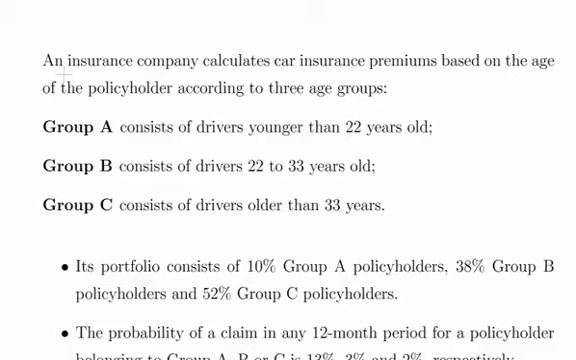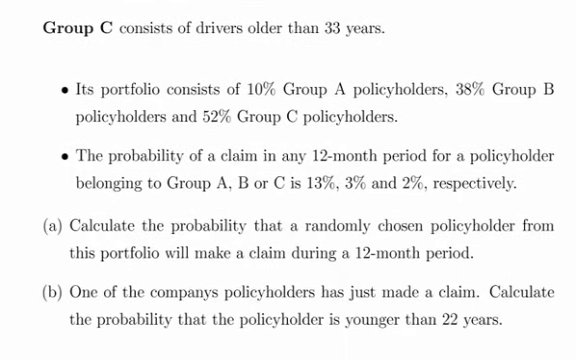So we have Group A, which consists of drivers younger than 22. Group B consists of drivers 22 to 33 years old. And Group C, which consists of drivers older than 33. So we'll assume that each group is mutually exclusive, and the three groups account for all possible drivers and age groups. Okay. Its portfolio consists of 10% Group A policyholders, the young policyholders, 38% Group B policyholders, and 52% Group C policyholders.